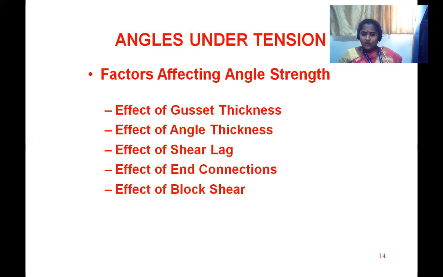If so, you are going to go for a gusset plate along with the bolts. What is the thickness of the gusset? What is the size of the gusset? And what kind of end connection are you going for? If it is a bolt, what diameter is to be chosen and how many are required? All those things you have to decide carefully, which will definitely affect the strength of the angle.